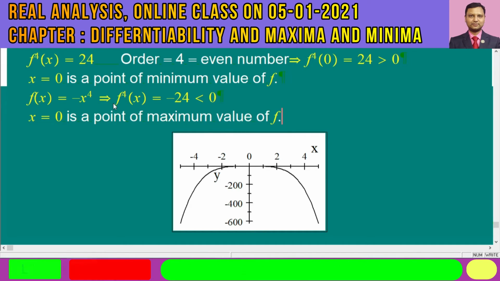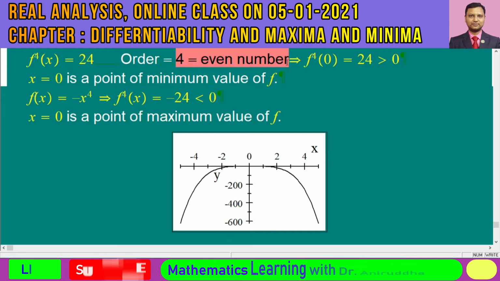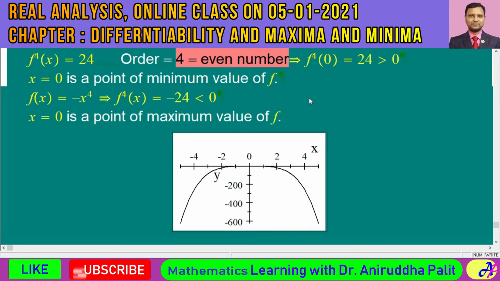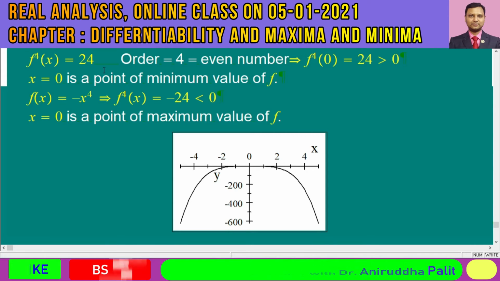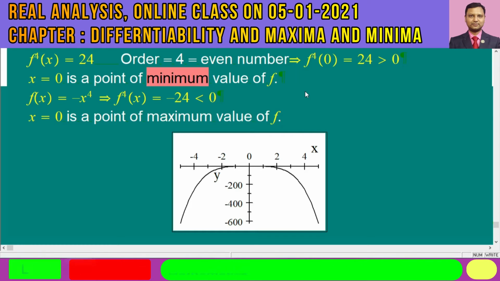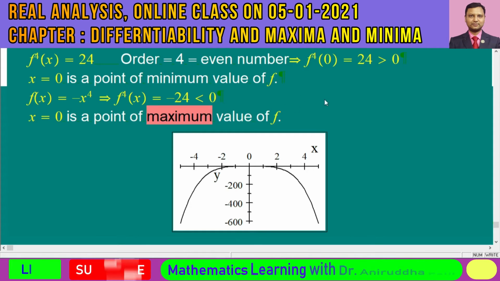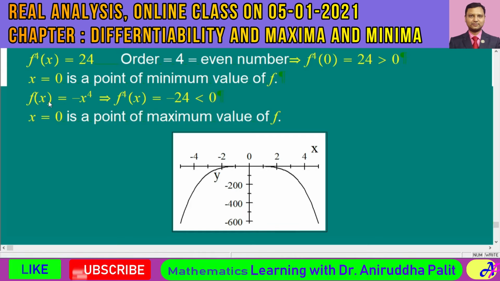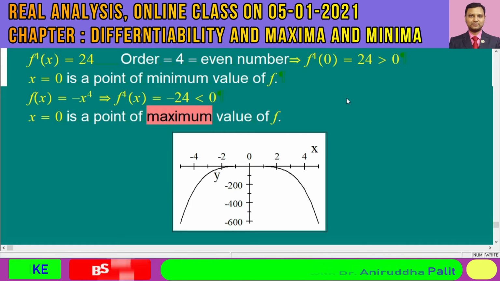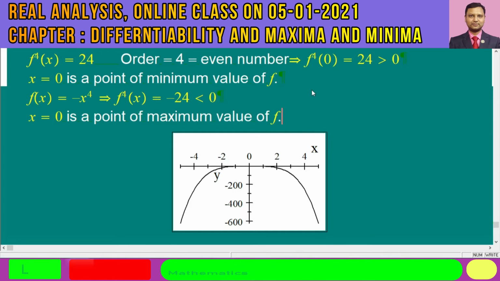So if the order of the first non-vanishing derivative is an even number, then we can definitely make a conclusion about the maximum and minimum value of the function. If the first non-vanishing derivative is positive, then we have a minimum value, like in the first case for the function x to the power of 4. If the first non-vanishing derivative is negative, then the function has a maximum value at that point, and in these two cases we can make a definite conclusion.